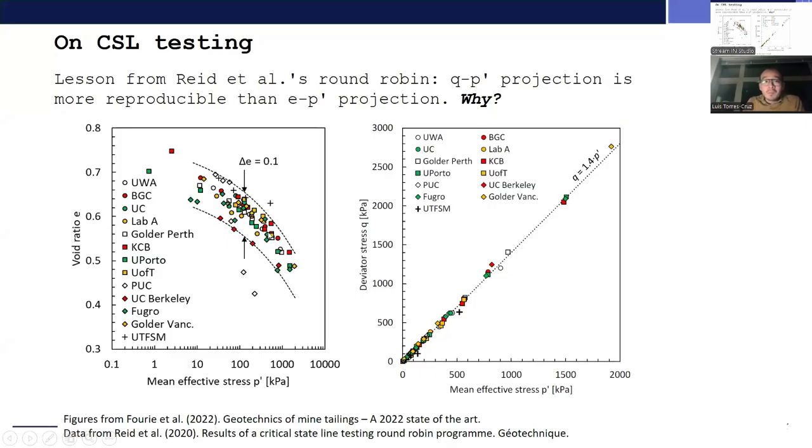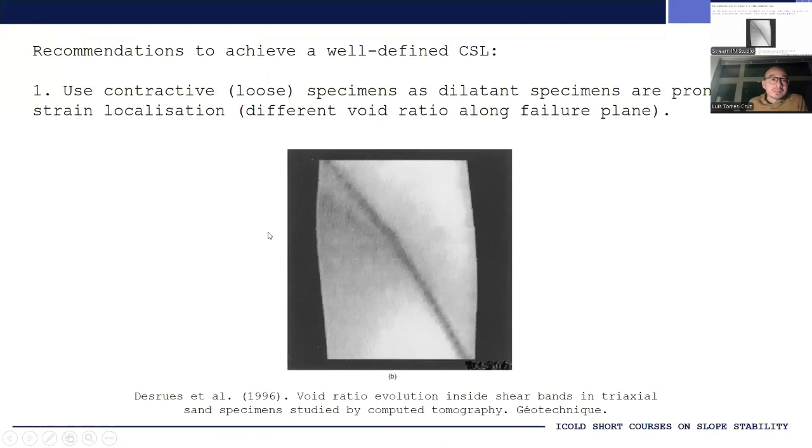So what can one do to get good measurements of the void ratio? Let's have a look at some suggestions. So firstly, we need to make sure that we define our critical state line using contractive specimens. In other words, loose specimens. Why contractive specimens? Why not dilatant ones? Since dilatant ones will also reach the critical state line. Yes, the critical state line is applicable both to dilatant and contractive specimens.